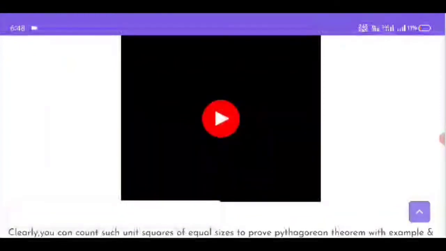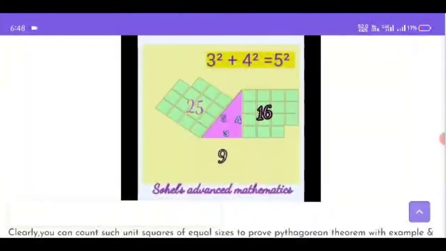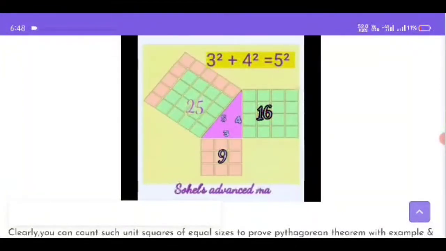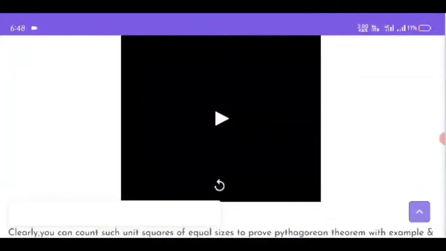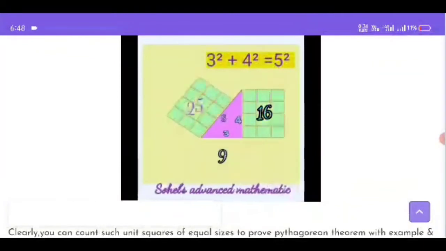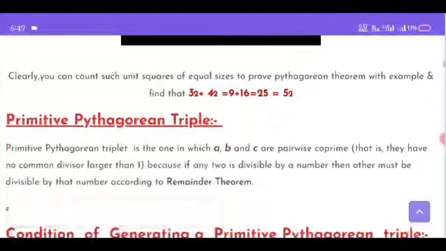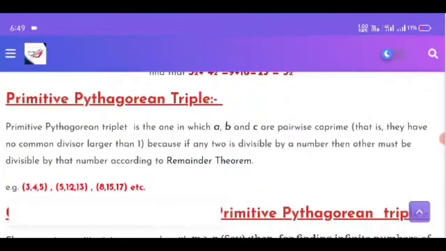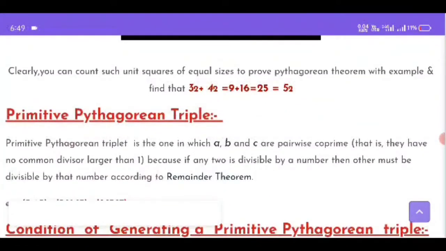So this is 3 square 9, 4 square 16, that becomes 25. Okay, you can observe that, or you can replay that video. Those are the green ones, then those brown ones. Clearly you can count such unit squares of equal sizes to prove the Pythagorean theorem with an example. Find that 3 square plus 4 square equals 9 plus 16 equals 25, which is 5 square.